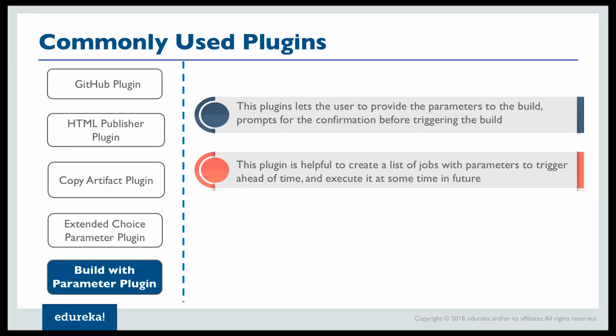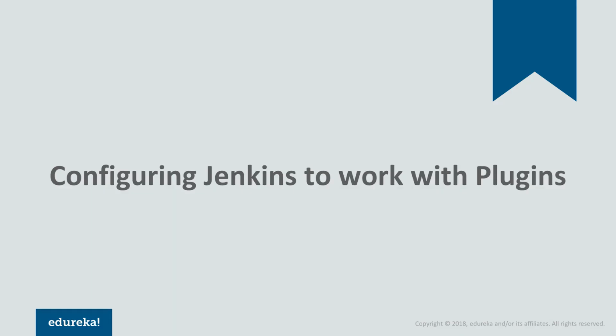And again, build with parameter plugin. This is again related to the first one. So this plugin actually lets the user provide the parameterized builds. So you can provide the parameters to the build. It will actually prompt you to put those values in the box or use a drop down. So you have multiple ways of working with these parameters when we are working with parameterized builds. So this plugin is basically helpful. It helps you in creating a list of jobs with parameters to trigger ahead of time and execute it at some time in future. Now, just the installation of the plugin is not sufficient.